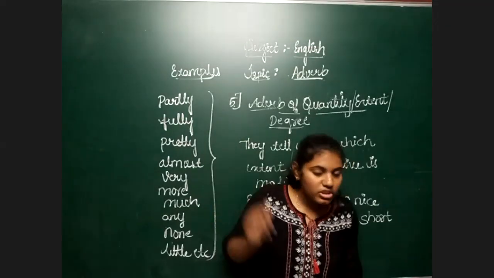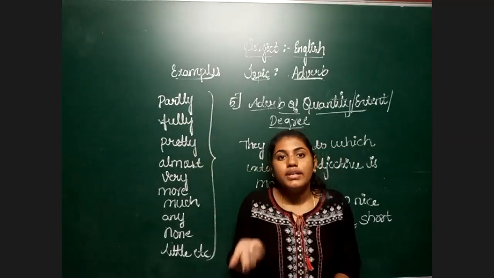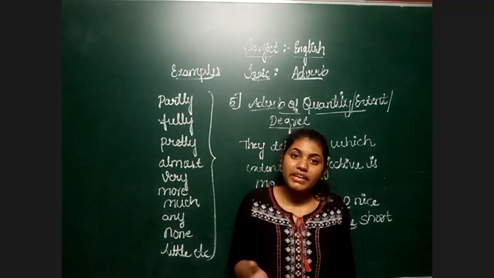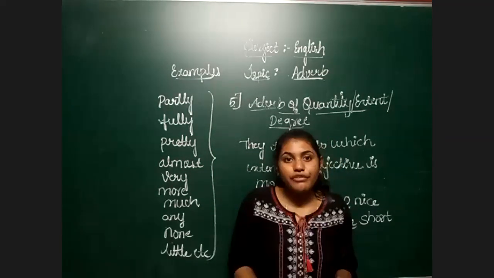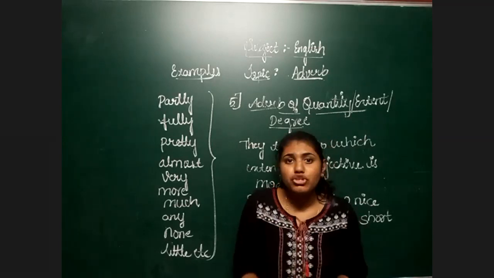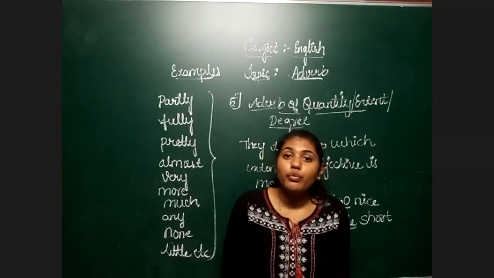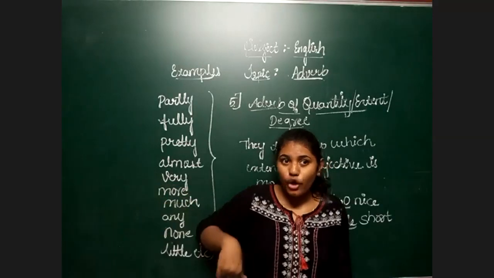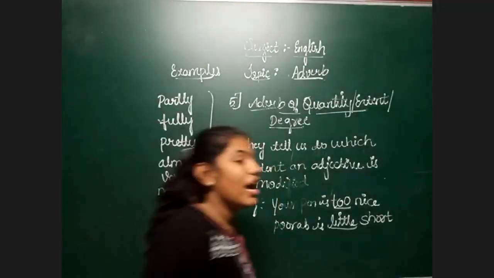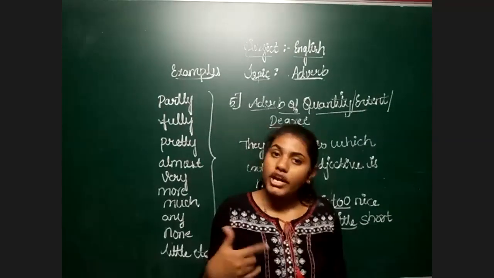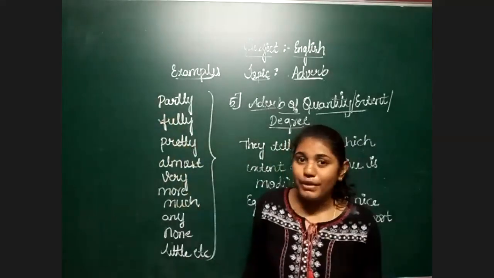What is meant by adverb of time? It tells when the action takes place. The second one, adverb of manner, tells in what manner the action takes place. Adverb of frequency is when it keeps on repeating. Adverb of place is where it is, whether inside, outside, everywhere, like that. And the last one is also called adverb of quantity, adverb of extent, or adverb of degree.